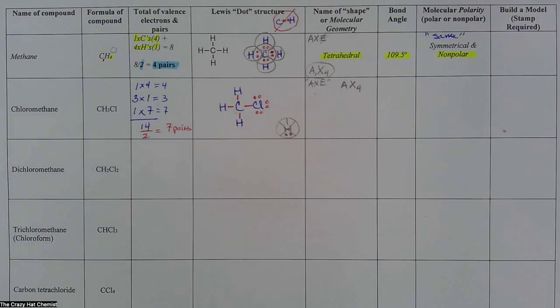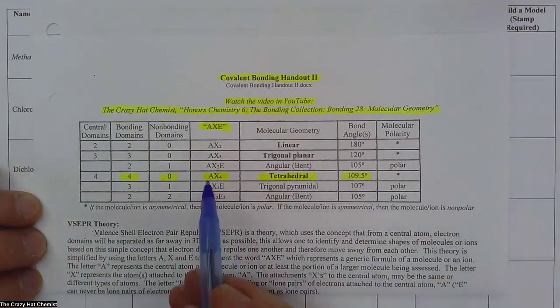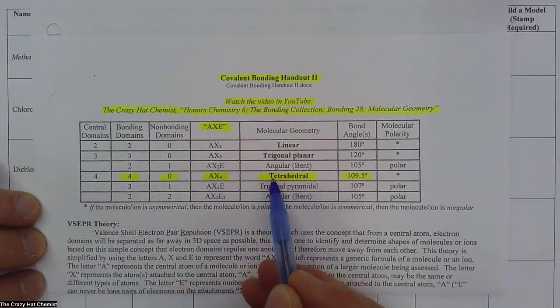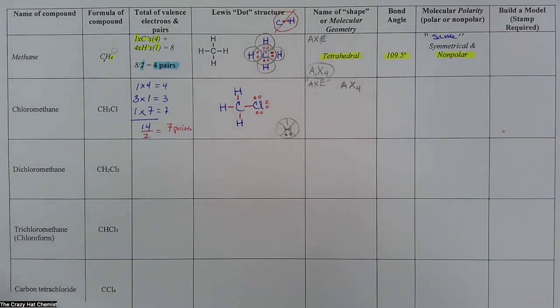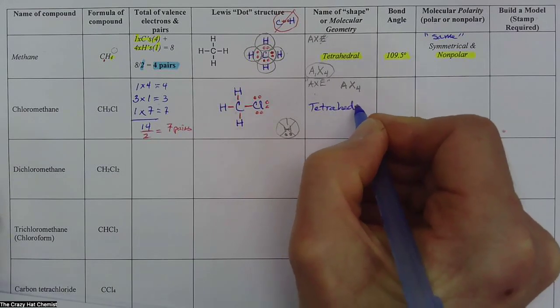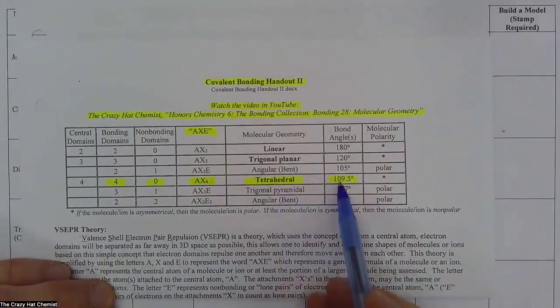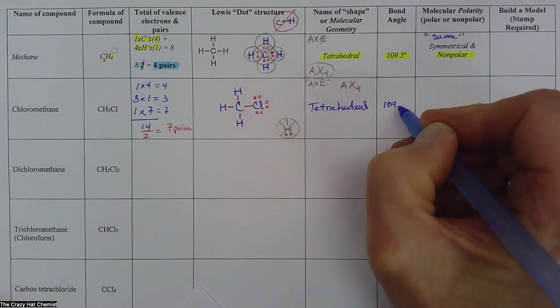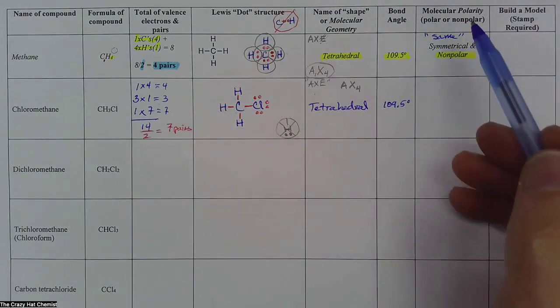Now I'm going to look at my little data table here, and you might have to memorize this for your class. I'm going to find AX4. The name of the shape is tetrahedral. So AX4 does not really tell you anything but the name of the shape, tetrahedral. Now, tetrahedral corresponds to a bond angle of 109.5 degrees. Perfect.